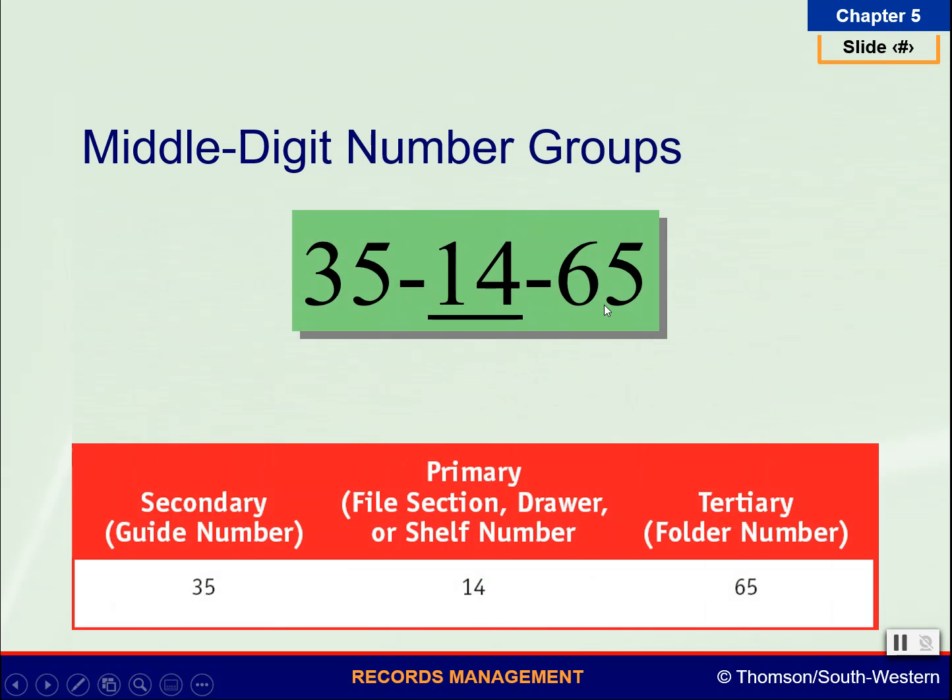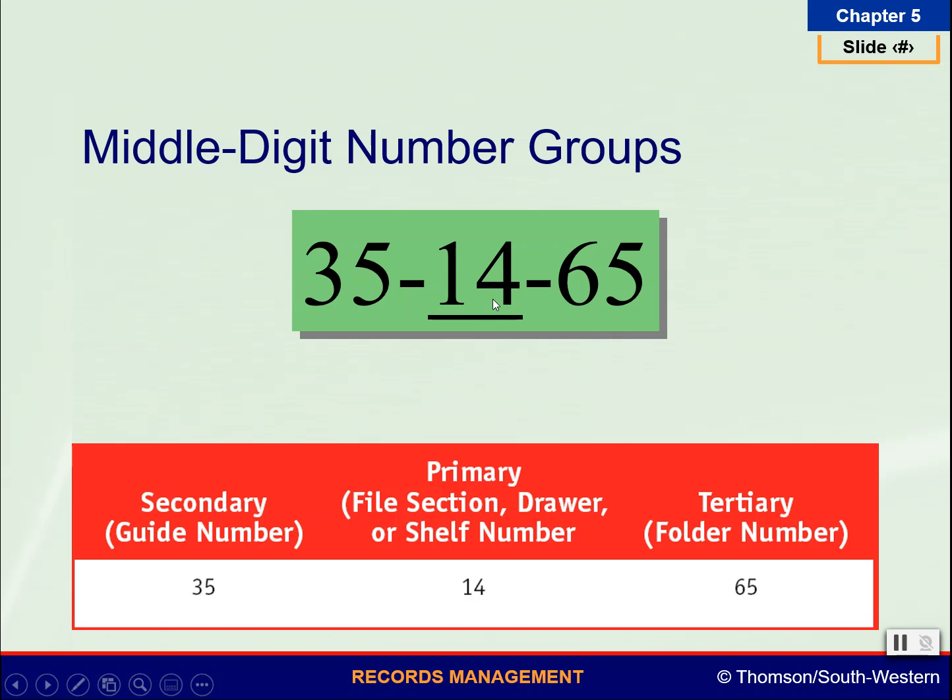So this is an example of the middle digit number. Previously, for the terminal digit number, 65 is the primary number, so we read the terminal digit number from the right to the left: 14 is second, 35 is tertiary. But for the middle digit number, the middle digits are the primary. So now 14 is the primary number. We read this from the middle to the left, so 35 will be the second unit and 65 will be the third unit.